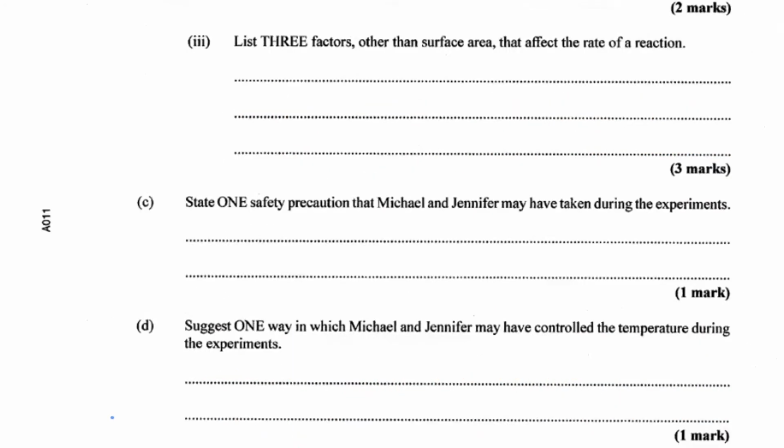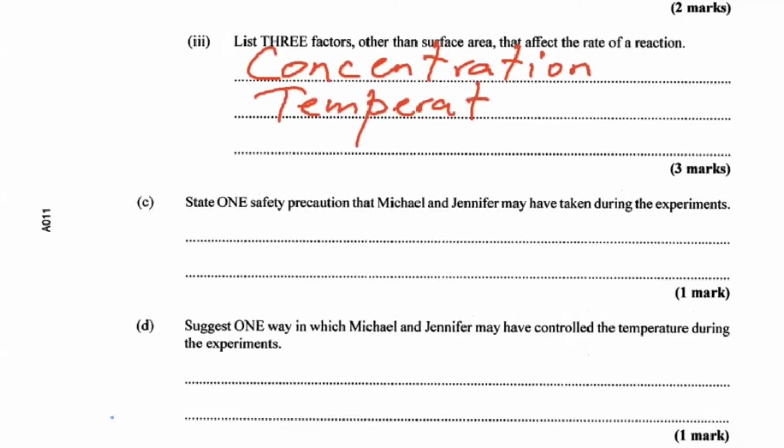Part 3 of B. List 3 factors other than surface area that affect the rate of a reaction, the rate of a reaction in general. So besides surface area, we have concentration, we have temperature, and we have the use of a catalyst. They did not say this reaction in general, they said rate of a reaction.